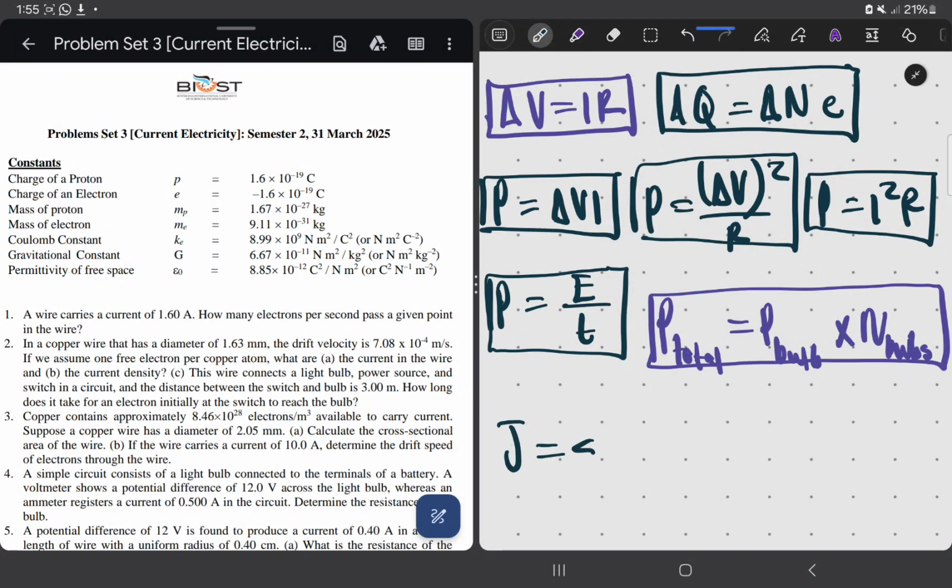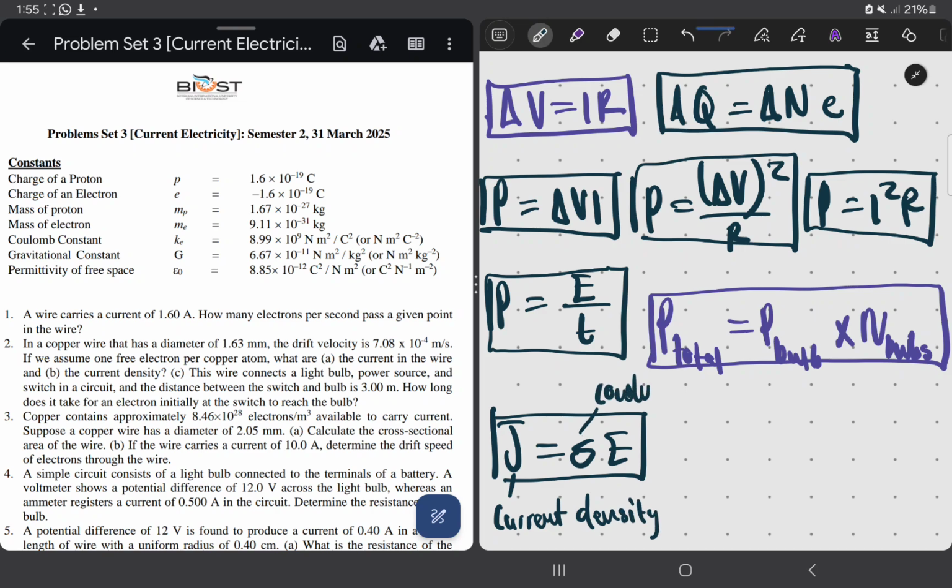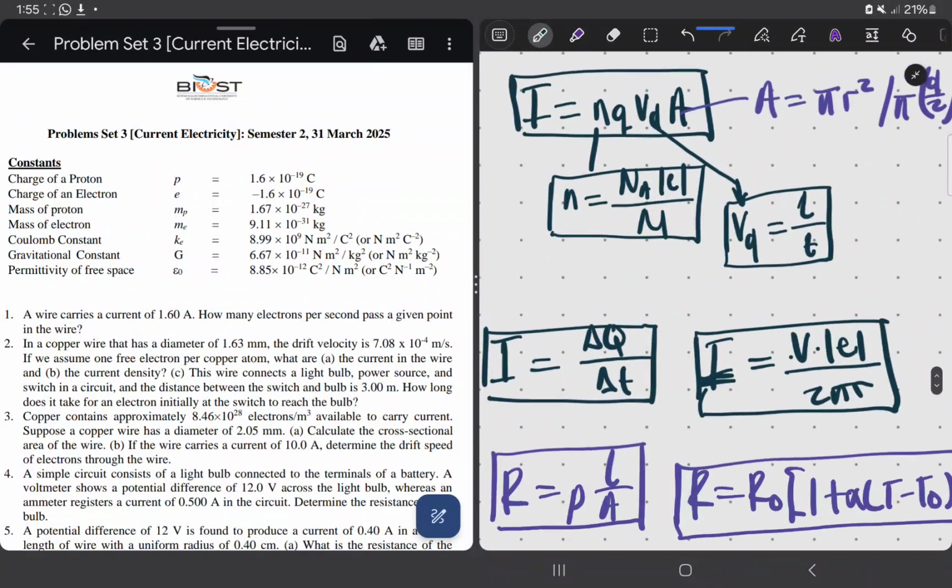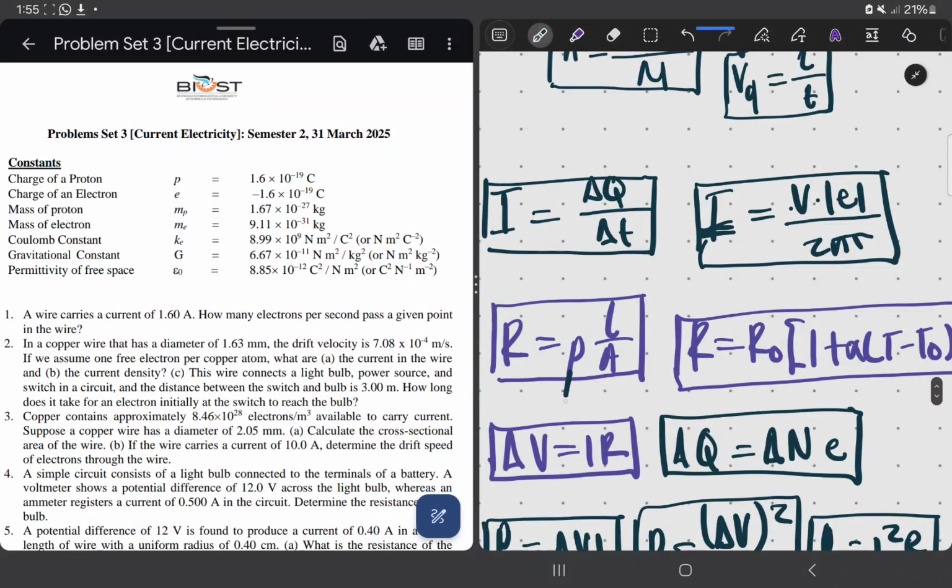J is equal to sigma E, okay? And E is the electric field. Remember that J is the current density. And what is sigma? Sigma is going to be the conductivity. Because this rho here for resistance is rho. This is going to be resistivity, and it helps me to find resistance.